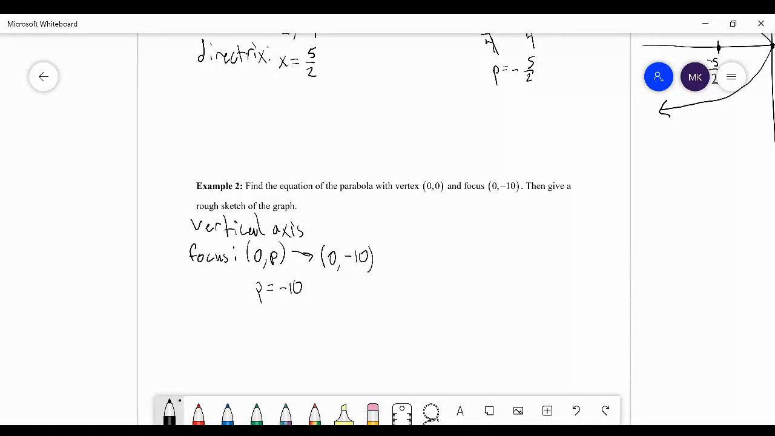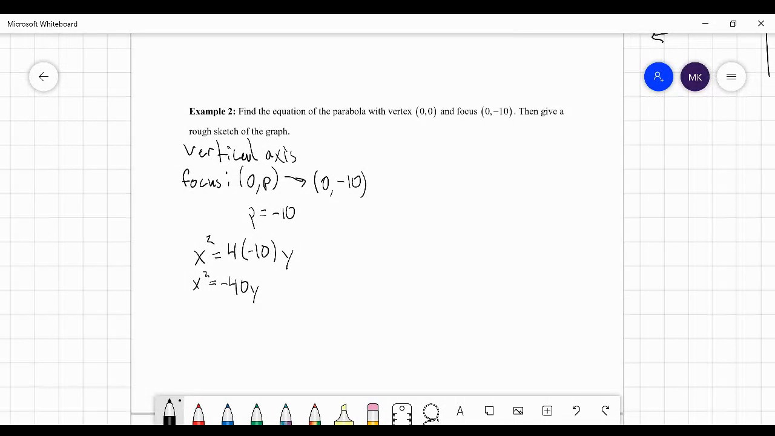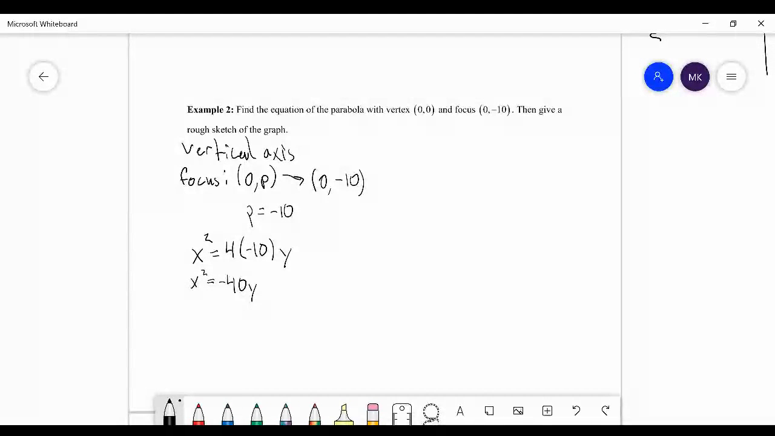So that means since it's a vertical axis, our graph is going to be x squared equals 4 times negative 10 times y. Or if we want to be nice and simple, x squared equals negative 40y. Now, if you're wondering how to graph this, it's really easy, right? To graph this in our calculator, just solve for y, and we end up with y equals x squared over negative 40. Punch that in your calculator, graph it, and there you have it.